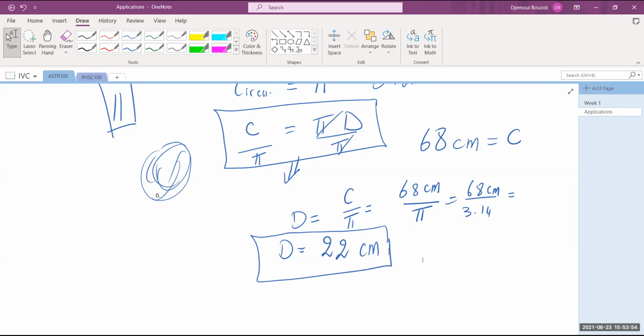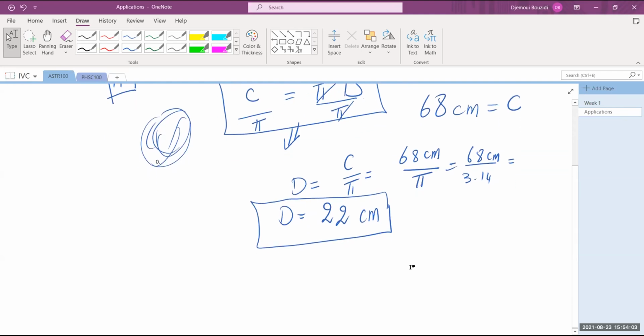So we have the diameter, which is just dividing 68 by 3.14. Now it's a matter of finding the scale. 22 centimeters corresponds to the diameter of the Earth. This is the Earth, so from here to here is the diameter of the Earth. The Earth's diameter from the table is about 12,800 kilometers. So 22 centimeters is about 12,800 kilometers.